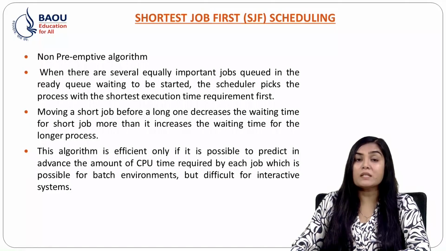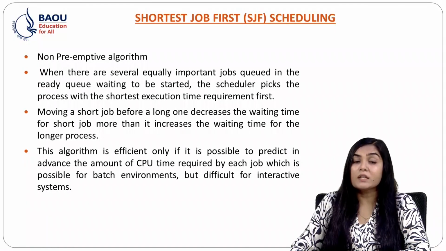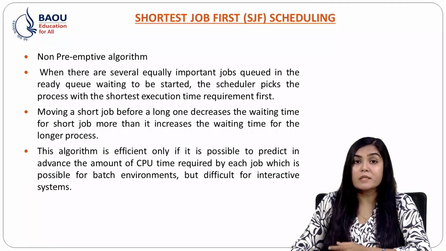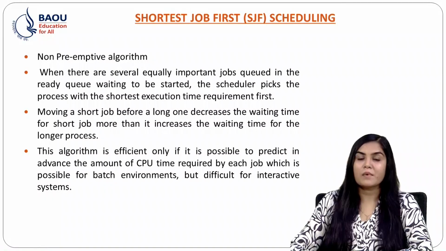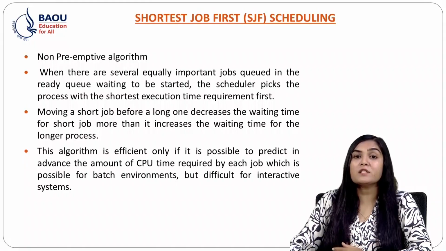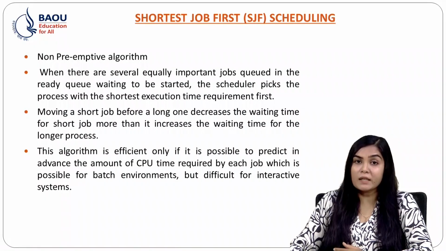This algorithm is efficient only if it is possible to predict in advance the amount of CPU time required by each job, which is possible for batch environments, but it is difficult for interactive systems. If two processes have the same length next CPU burst, the FCFS scheduling is used to break the tie.